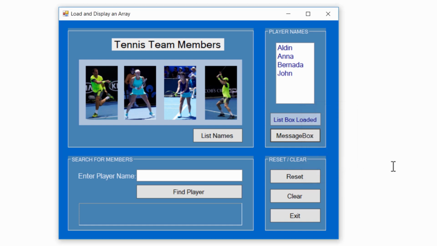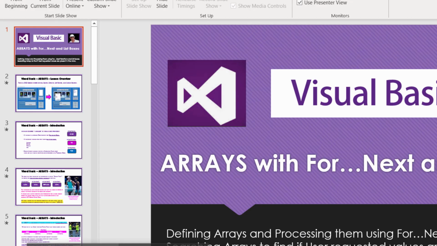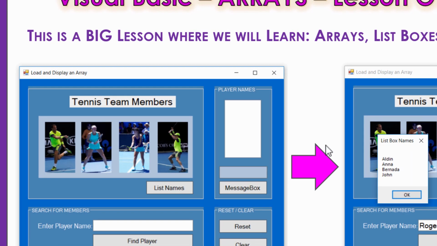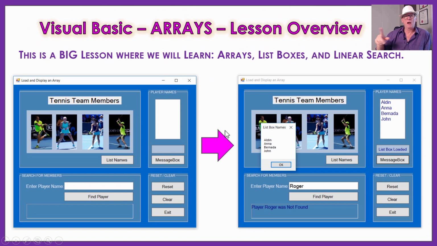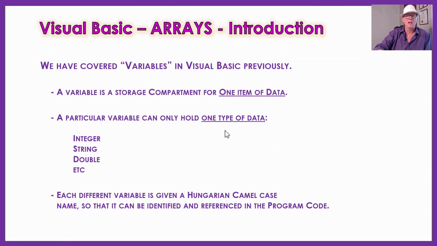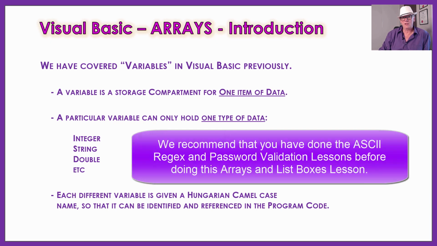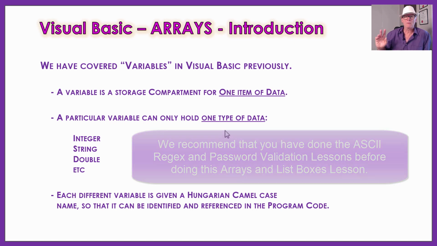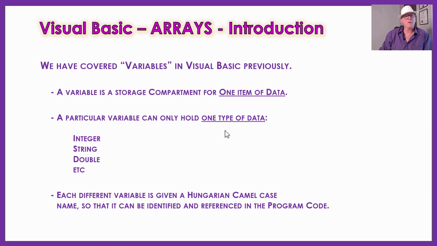So the previous work we have done was on string processing with for next loops. You need to have done that before this lesson, okay? So if you haven't done the Regex ASCII validation lesson or validating a password, and don't know how to do for next loops and indexes and strings, you'll find this lesson more difficult, because the lessons are on our website. You're supposed to do them in order. Anyway, let's get on with it.